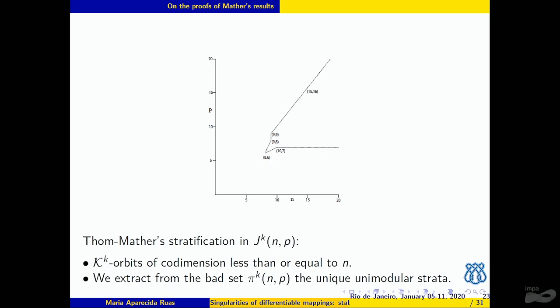So the stratification in dimension (9,9) is made of K orbits of codimension less than or equal to n, and also made by one stratum, which is unimodular. So in fact, what we are able to do is, for each value in the boundary of the nice dimension, we are able to make explicit what is the stratification that we have. So what happens with maps transverse to the Thom stratification? They are topologically stable.